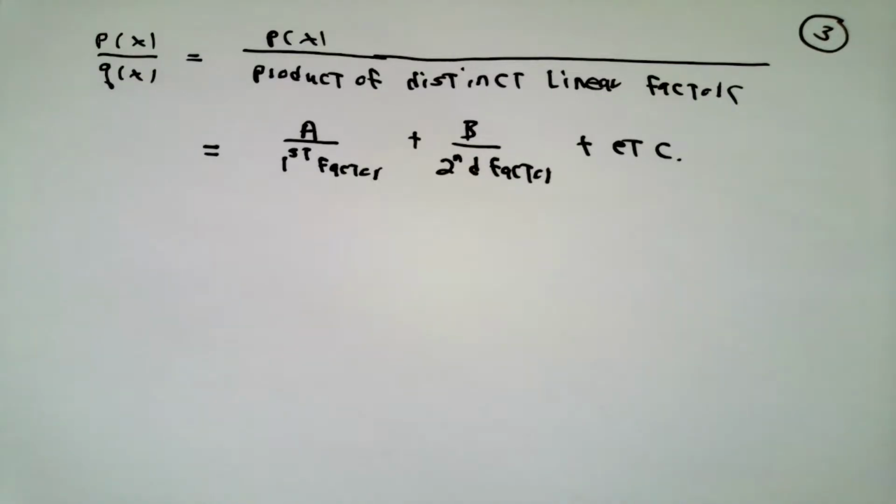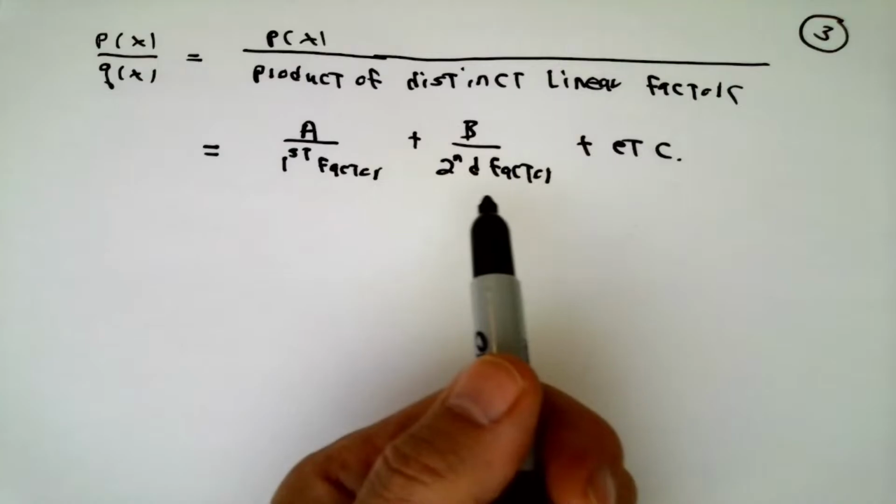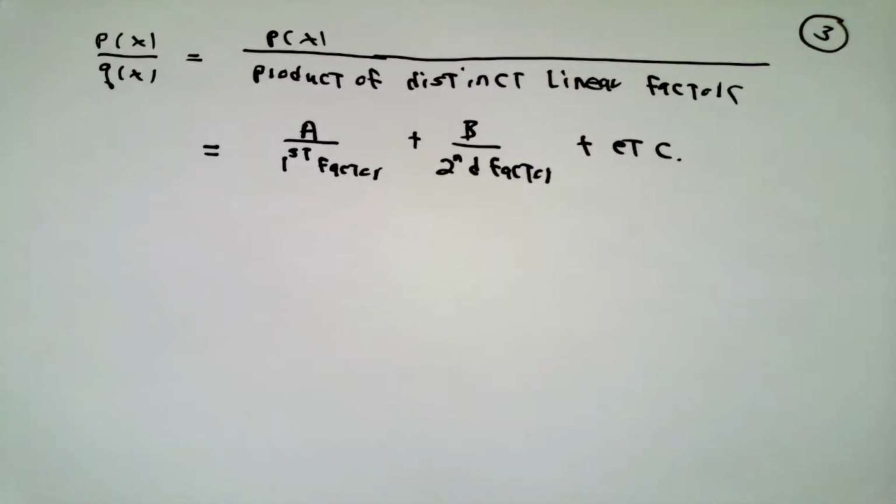If I have a rational function p(x) over q(x), where p and q are polynomials, the degree on top is smaller than the degree on the bottom, and the bottom can be displayed as a product of distinct linear factors, then it might be possible to write p(x) over q(x) as a constant divided by the first distinct linear factor of the bottom, plus a constant divided by the second one, and so on and so forth. This forms the basis of what's called the method of partial fractions.